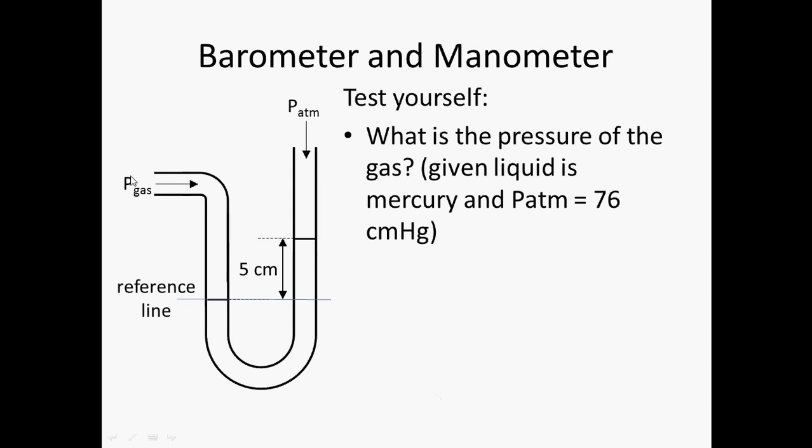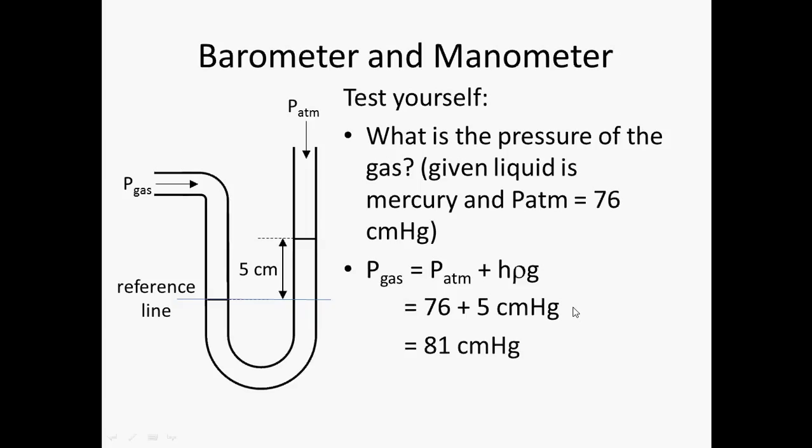And then you know that because this side is being pushed down and this side is being pushed up, the pressure of the gas is higher than the pressure of the atmosphere. So using the reference line, the left side pressure above the reference line is equal to the right side pressure above the reference line. So on the left side you have P gas only, on the right side you have PATM as well as the column of liquid, H rho g. So in other words, you get 81 mmHg.